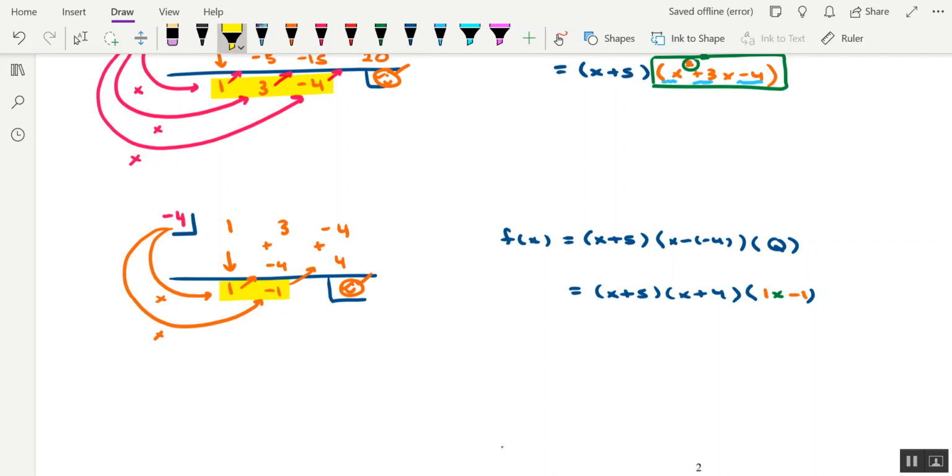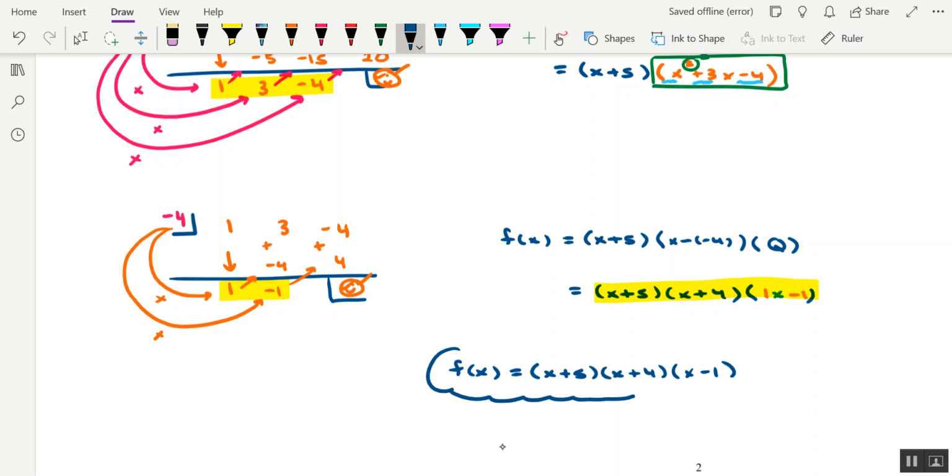So looking at this expression right here, x plus 5, x plus 4, x minus 1, there's no more factoring to do. So here comes our factored form of the polynomial function. And that's all we had to do for this problem.